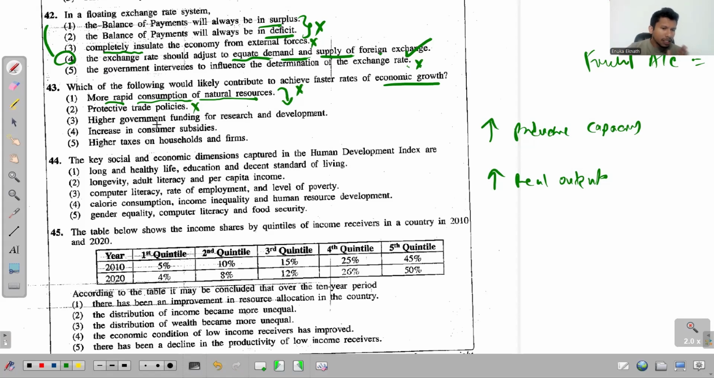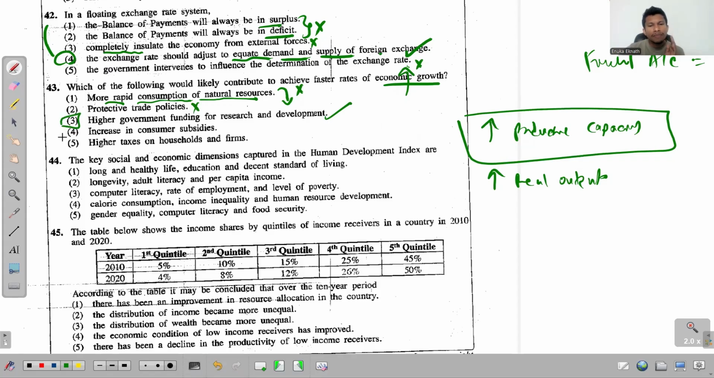Third one, higher government funding for research and development. See that now, if we engage in more and more research and development, our productive capacity will increase in the future, right? And then the economy will grow in the future. So this ensures a faster economic growth in the future. So that's the answer for the question 43.